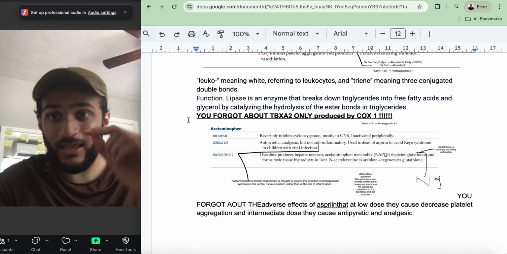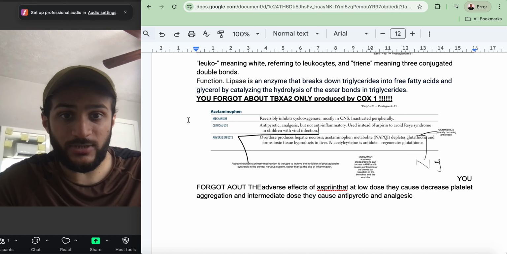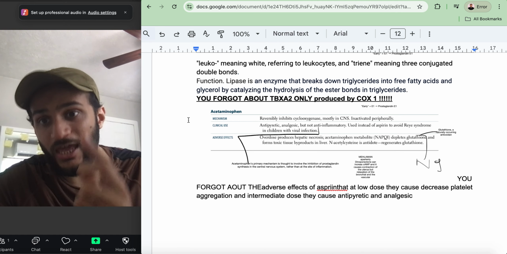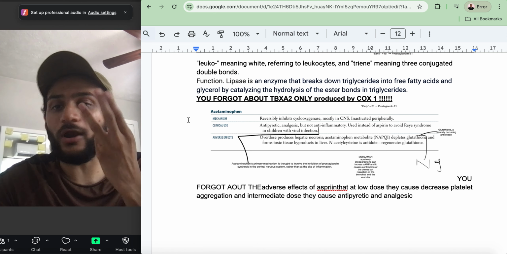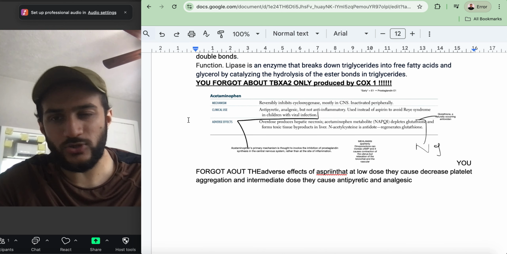Acetaminophen inhibits cyclooxygenase, just like all other drugs do, but it does it reversibly, and that's a really important point. It's going to be analgesic, and anti-inflammatory, but not antipyretic. It doesn't act at the brain. That's very important. It acts peripherally, so it's not antipyretic.